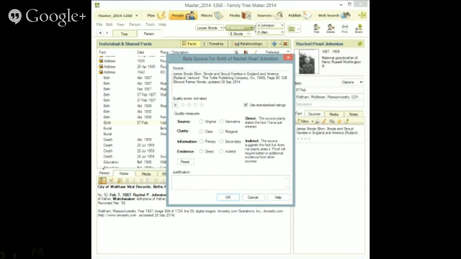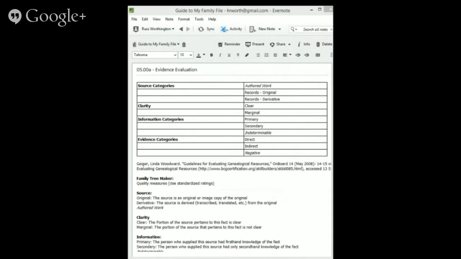Now, let me just show you what I have in Evernote that helps me understand that. Here is a screen that I have. This is one of my notes in Evernote that helps me with evidence evaluation. The source categories are records, original or derivative, just like Family Tree Maker showed me. Clarity, clear, marginal. Information categories, primary, secondary. Evidence category, direct and indirect.